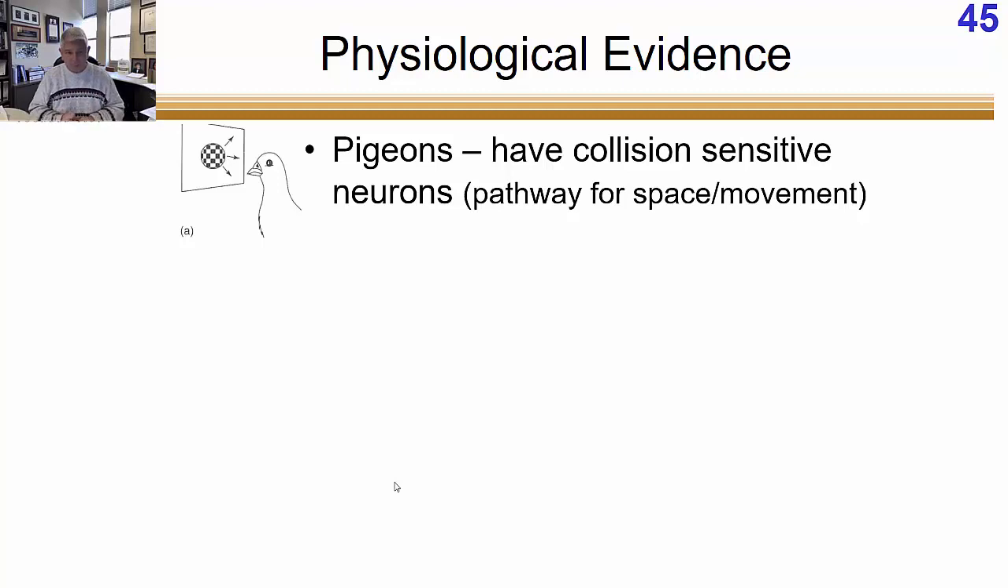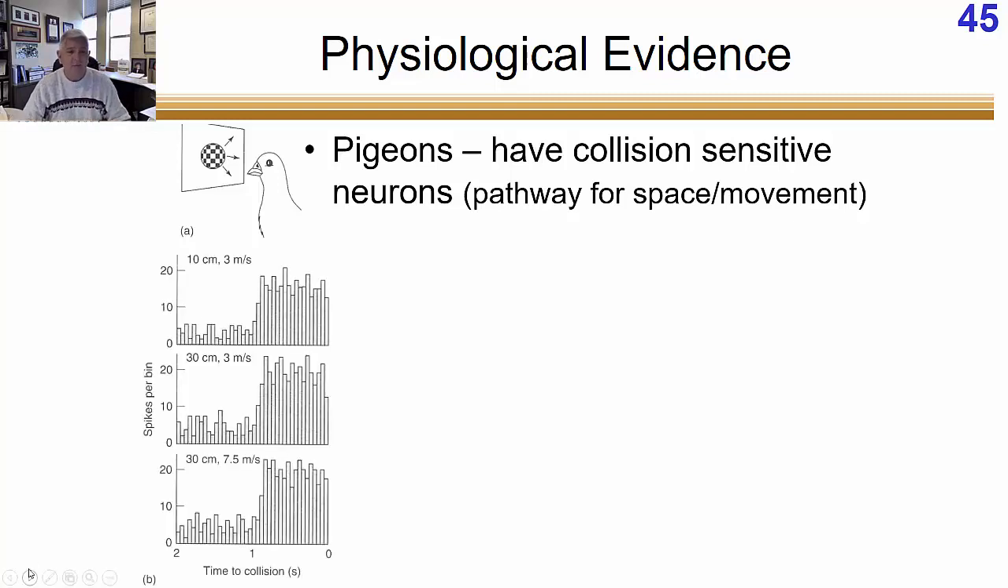So here, we're recording from these neurons in a pigeon's brain, and on a screen, we're showing them a checkered ball that's expanding in a symmetrical way towards them, indicating it's going to hit them, right? And it doesn't matter if we change the size of the ball, a 10-centimeter ball or a 30-centimeter ball, and keep the speed the same. This neuron starts firing just right at 1 second to collision. It's warning the bird, you have 1 second to change course or you're going to get hit, right?